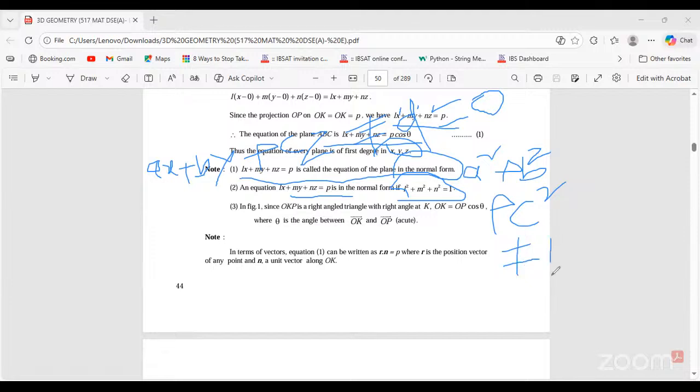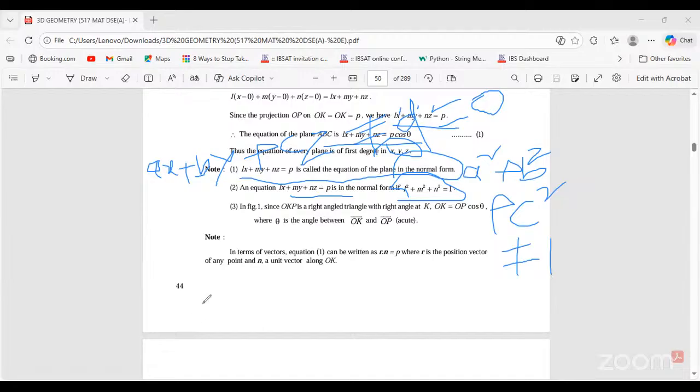Why? Because these are the direction ratios of the plane, and these are the direction cosines of the plane. So that is the major difference. This is one difference and this is another difference. If an equation is in normal form, it satisfies this condition: L square plus M square plus N square equals to 1.